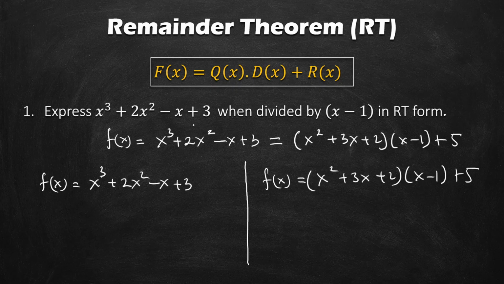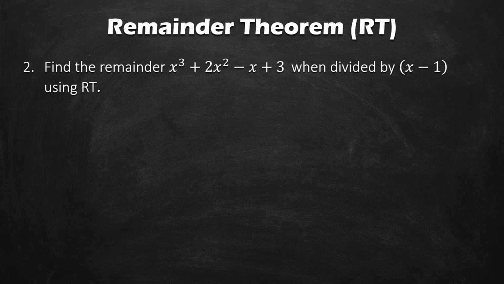So if the question is expressed in remainder theorem form, then we will choose this one. But sometimes in problems, we need these two and then combine them together because both of them are actually the same. Now the second question is find the remainder of the previous one.